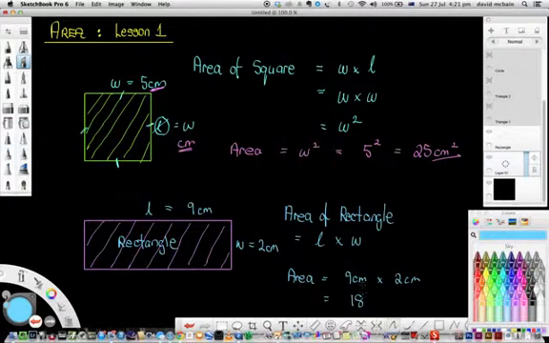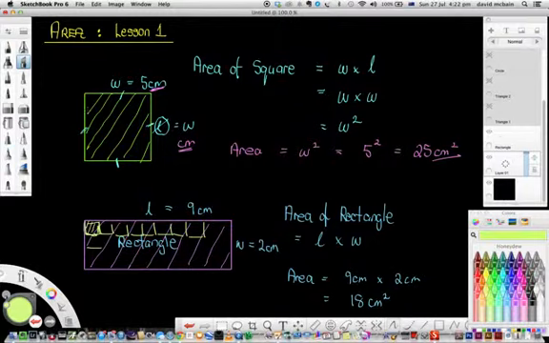9 times 2 is 18. Centimetres times centimetres, that's centimetres squared. So the area would be 18 square centimetres. And what that means is that we could actually fit 18 square centimetres inside that shape. So I'm not doing it very accurately, but if we actually tried to fit little squares in there that are 1 centimetre by 1 centimetre each, we'd be able to fit 18 of them in there.